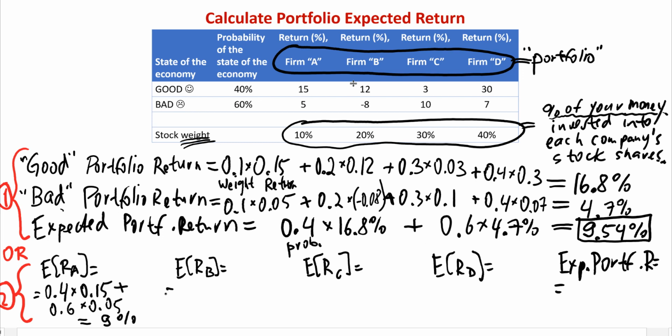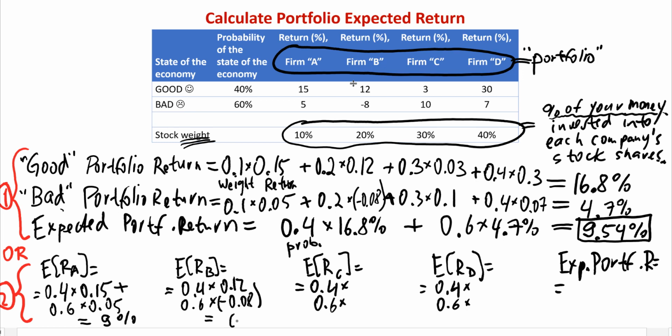So one thing that will stay unchanged is the probabilities, 0.4 and 0.6. 0.4 for stock C, 0.6 for stock C, 0.4 for stock D, 0.6 for stock D. And the only thing that's changing is the returns for the 2 possible states of the economy. So for B, we're going to be using 0.12 in decimals and minus 0.08, which will give us actually 0%.